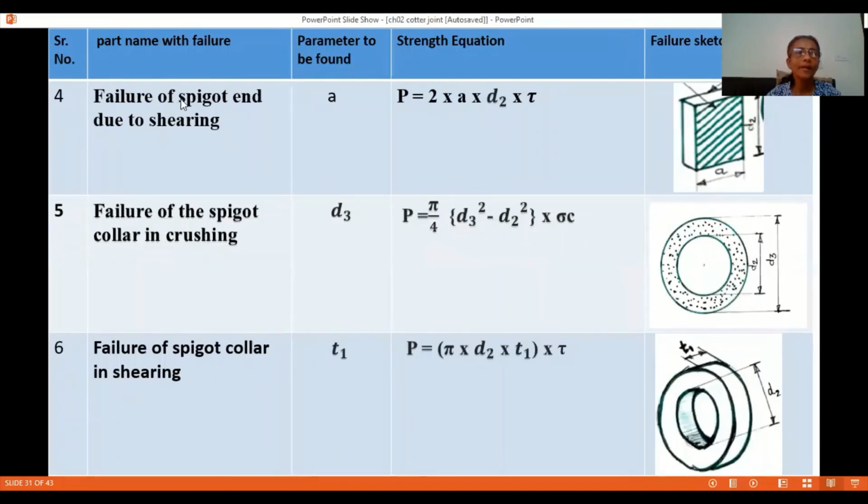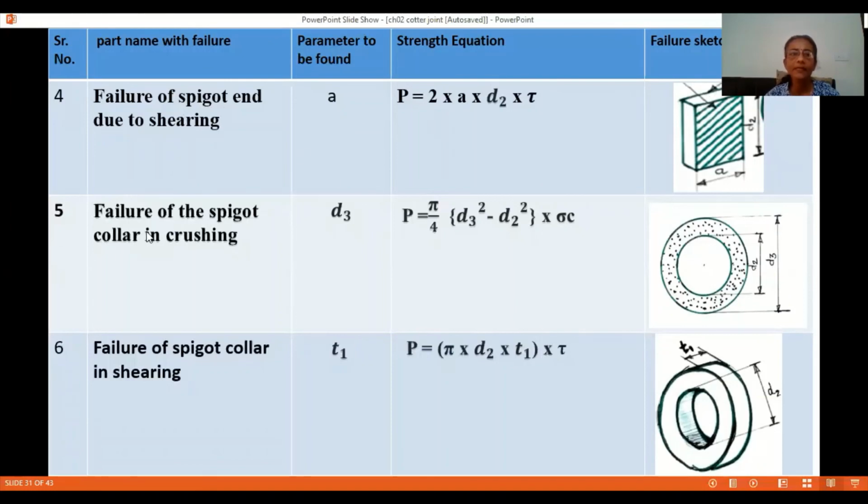Fourth step is failure of spigot due to shearing. So this is the sketch. Two areas are there, front and back. So it is double shear failure. Strength equation is P is equal to 2 into a into d2 into tau. And from this equation, we can find a.